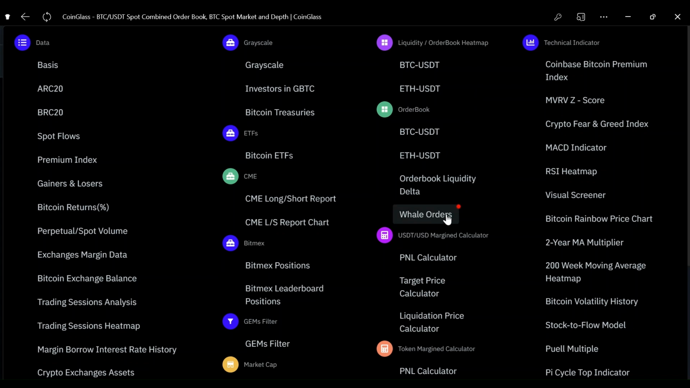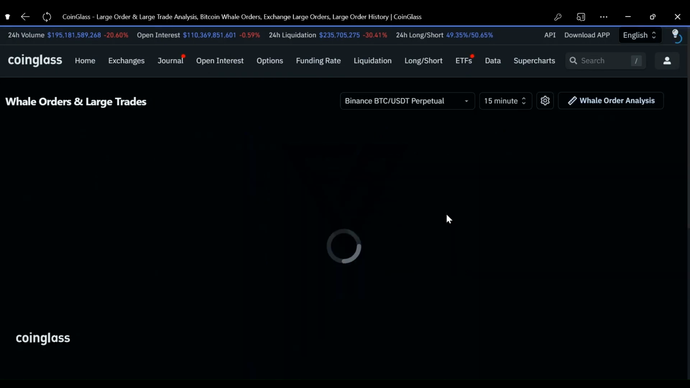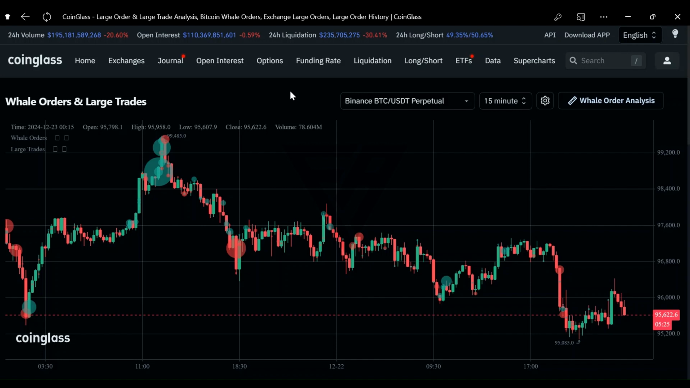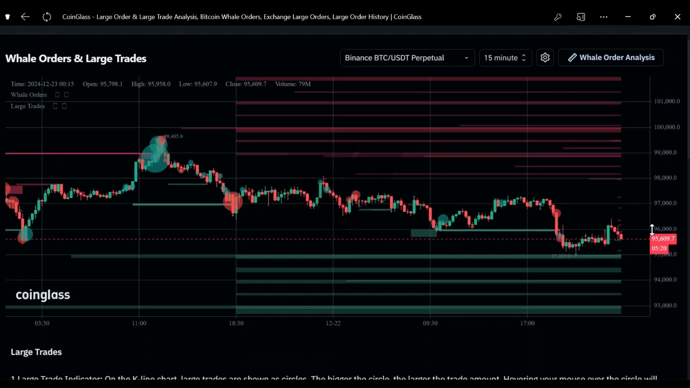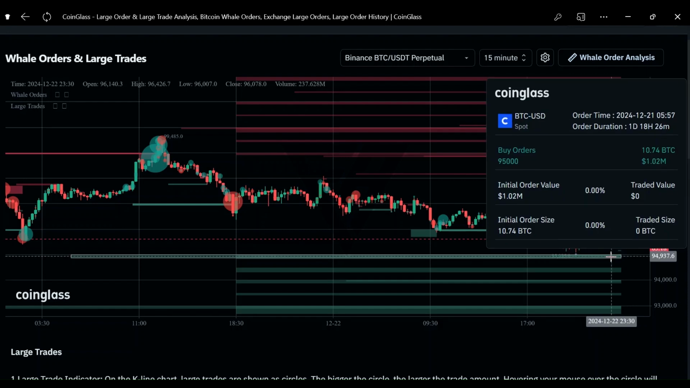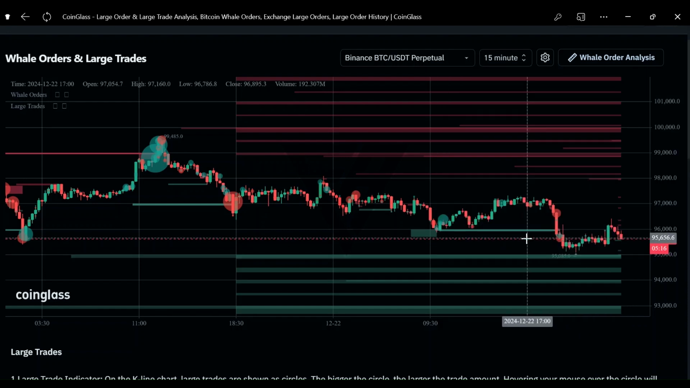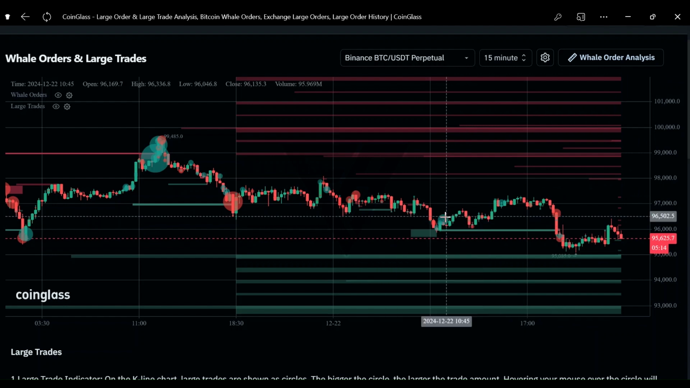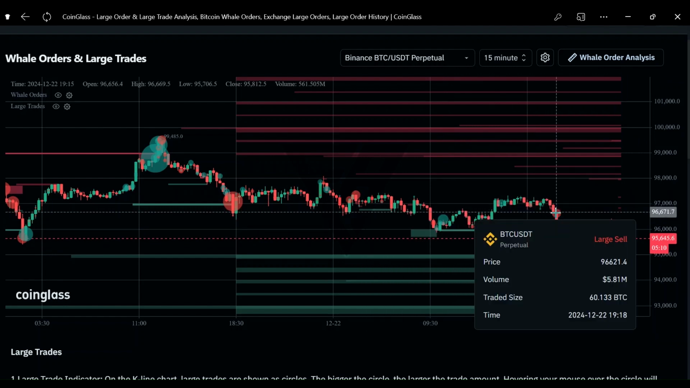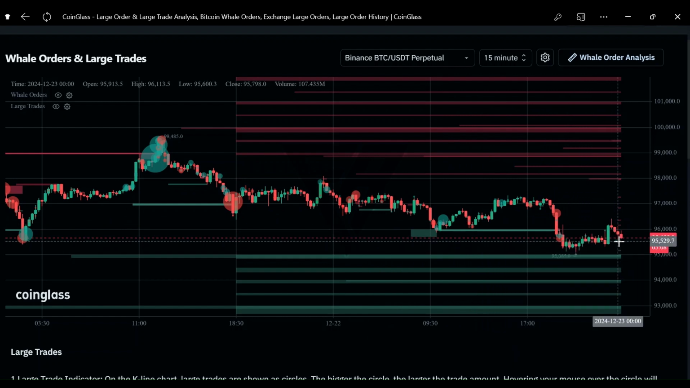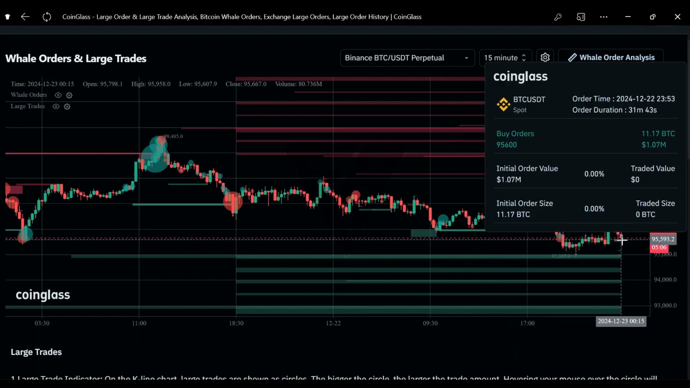Let's move on to the next tool, called whale orders. It's also calculated from the order book. It shows both large executed trades and large pending orders above and below. It will show you all order details. It's used to view supply and demand dynamics, and to look for imbalances where large orders are skewed towards only one side of the market.